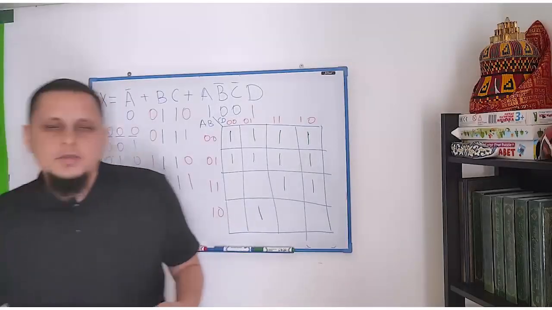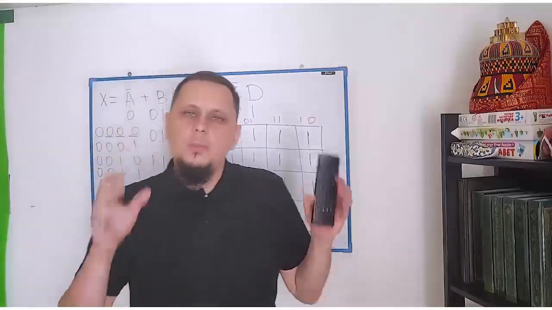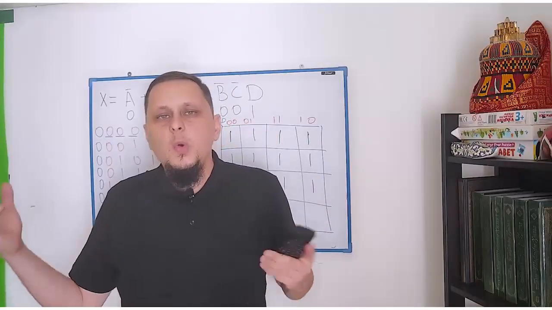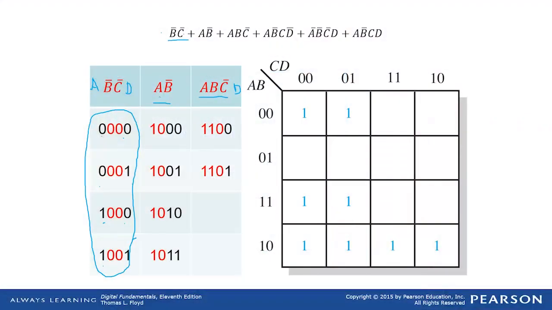Okay, so this is all about the mapping. Now, how about the grouping? So next step is to group the bits. How are we going to group the bits? So let's see some example.